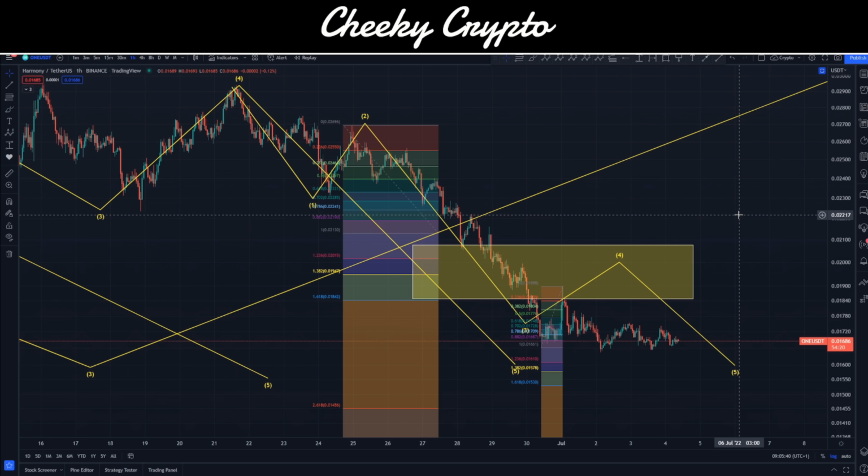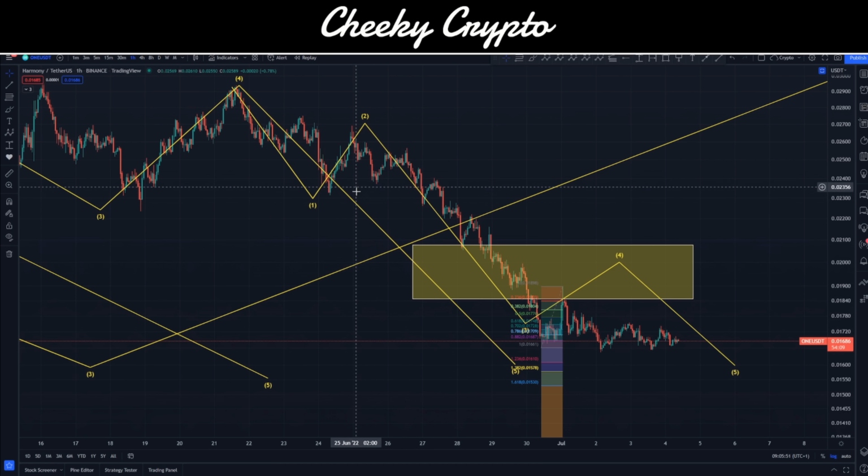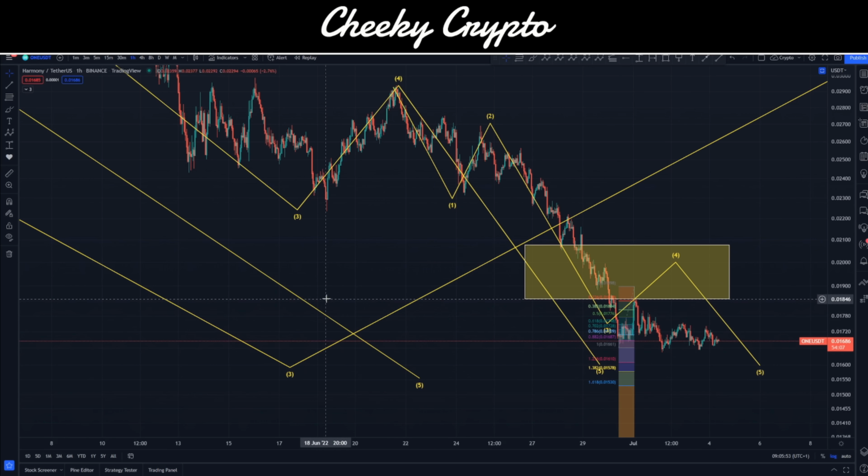Okay guys, let's waste no more time. Let's jump into this. Harmony One paired up with USDT on the hourly chart, and Binance is the data source. Now as you can see here, there's actually quite a few things going on. So first of all, we're going to remove that fib. We don't need it. We know we've gone past 1.618 at this point.